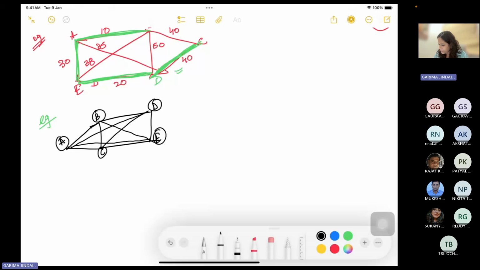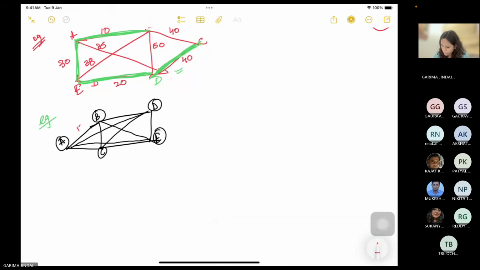Suppose I have this network and these are the edge weights: 15, 10, 20, 12, 2, 1, 4, 5, and 3. Now in this particular algorithm, we start from a particular node as we did in the case of Dijkstra's algorithm. So first, everyone note down this particular example.